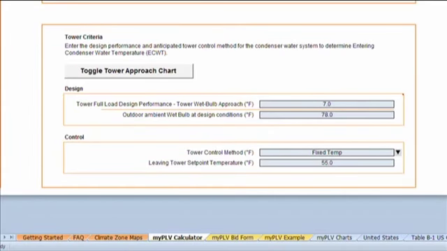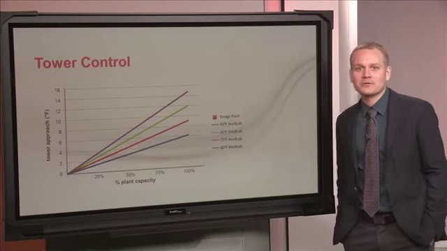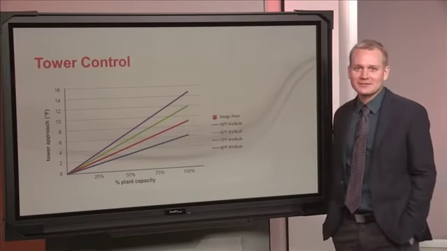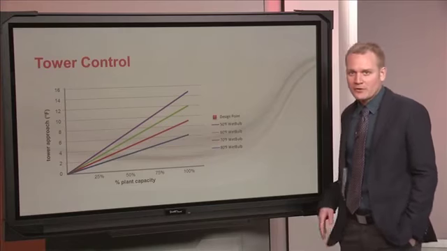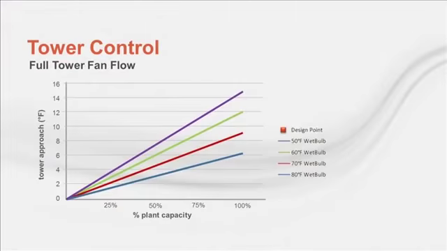Let's take a closer look at the tower control. If you're doing a water-cooled analysis, the tower control will determine the hourly entering condenser temperature for the chiller. There are 4 choices for tower control. The first is called full tower fan flow. This control will determine an entering condenser temperature that results from the tower running with full fan speed. You can think of this control as the coldest possible water leaving the tower.